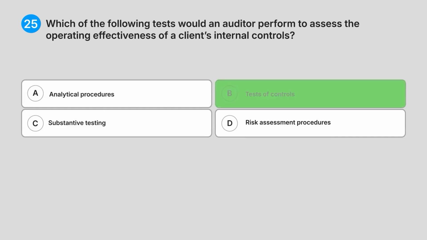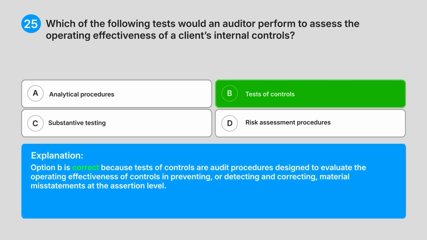Correct answer: B. Tests of controls. Explanation: Option B is correct because tests of controls are audit procedures designed to evaluate the operating effectiveness of controls in preventing or detecting and correcting material misstatements at the assertion level.